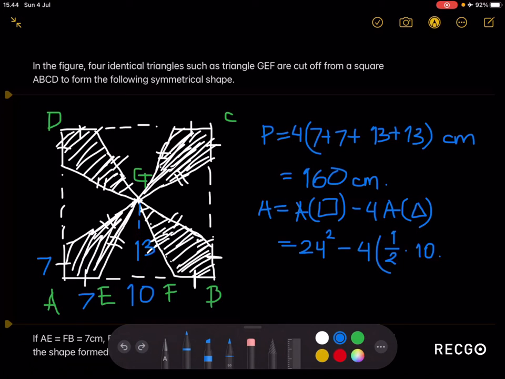Or one can notice that G here is actually the very center of this square. So hence we can say that the height of this triangle right here is actually half the side of the square, which will be a half times 24, or 12. Either way works. So hence, leaving us with a final answer of 336 centimeters squared, which ends this video.